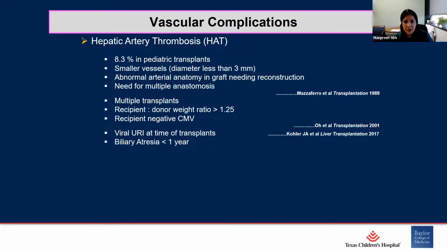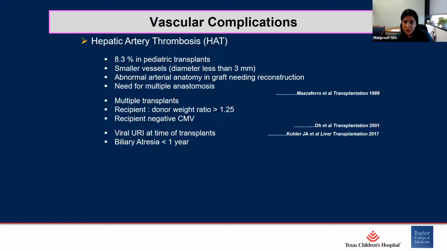And the risk factors for those are patients that have smaller vessels, typically less than 3 millimeters, where there's abnormal arterial anatomy in the graft, which is requiring extensive reconstruction, need for multiple anastomoses, multiple transplants, or if it's a redo transplant, where the recipient to donor weight ratio is greater than 1.25, where the recipient is negative for CMV.